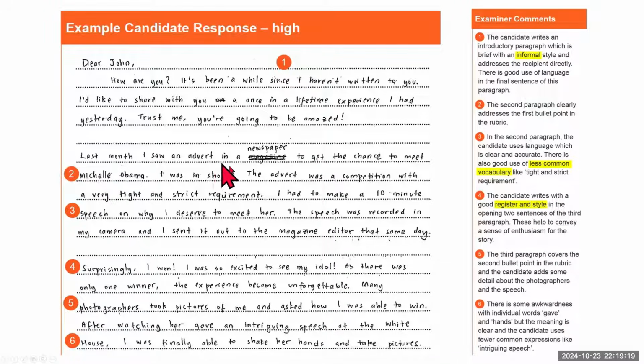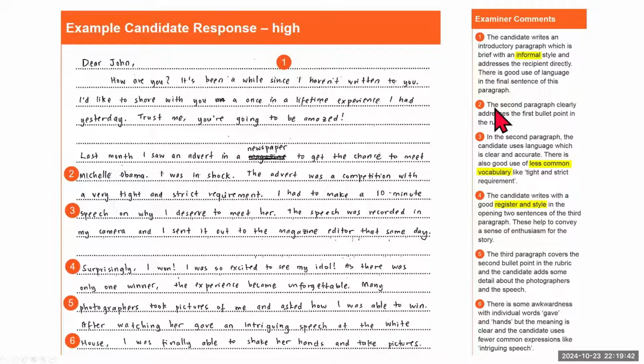Last month, I saw an advert in the newspaper to get the chance to meet Michelle Obama. I was in shock. The advert was a competition with a very tight and strict requirement. I had to make a 10-minute speech on why I deserved to meet her. The speech was recorded in my camera and I sent it out to the magazine editor that same day.